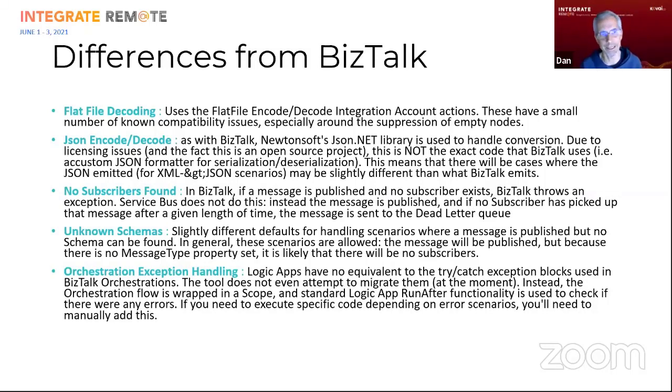That's important for you. And the same thing then with unknown schemas. An unknown schema, BizTalk will reject it, but with Service Bus, it's just a message with no subscribers, so it's going to sit there. Also, exception handling works differently in BizTalk than it does in Logic Apps. In Logic Apps, you have the run after functionality. So because of that, the migrator tool will not immediately translate your exception blocks, and definitely not your compensation blocks, into that. You'll have to re-implement that manually.